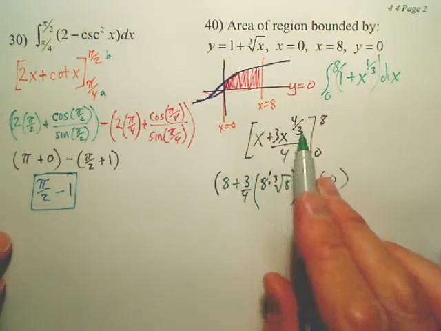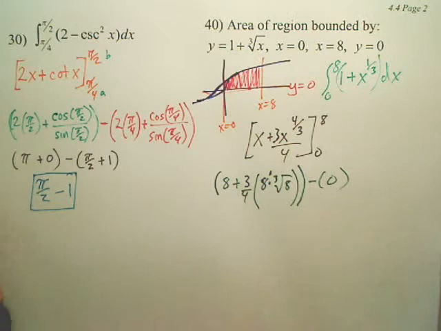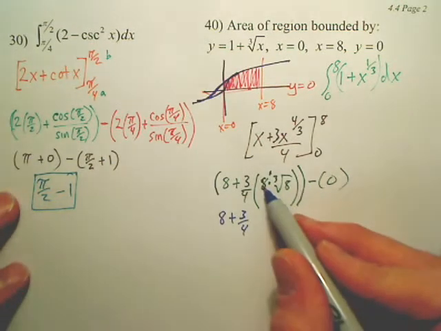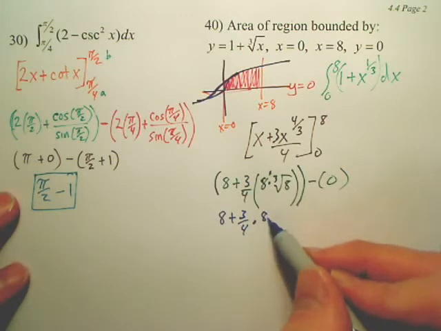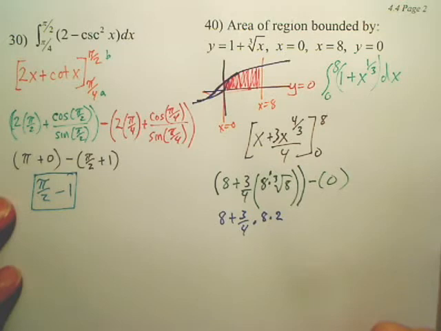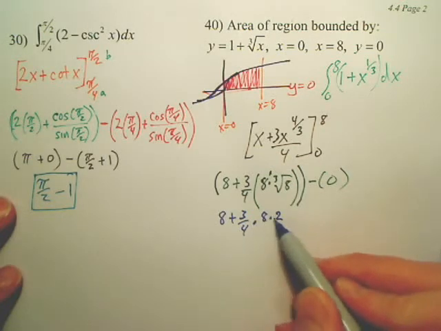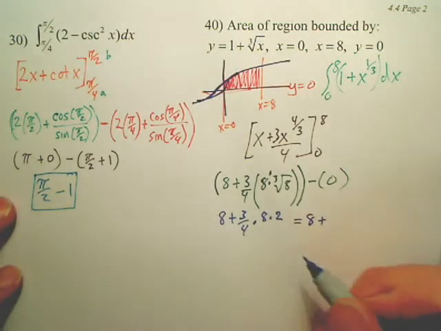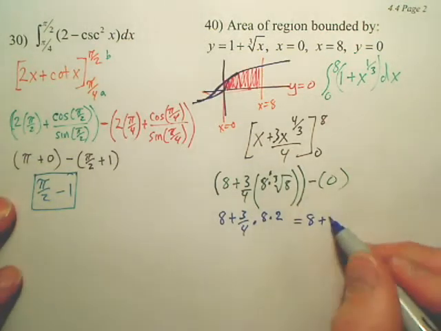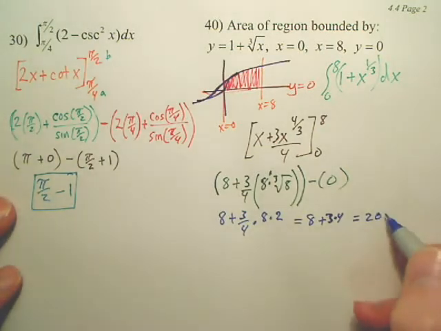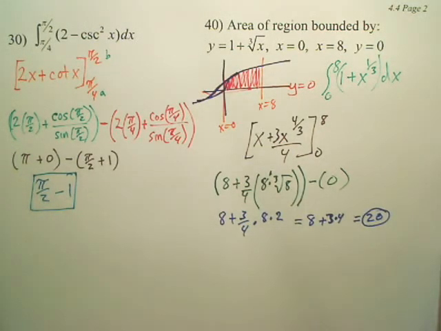Now again, 8 to the 4/3 is 8 to the 1 and 1/3. So my answer is 8 plus 3/4, and that's 8. And what's the cube root of 8? Isn't that 2? And what's 8 times this? Isn't that 16? 16 divided by 4 is 4. So wouldn't that be 3 times 4? Does this look like 20? Area.